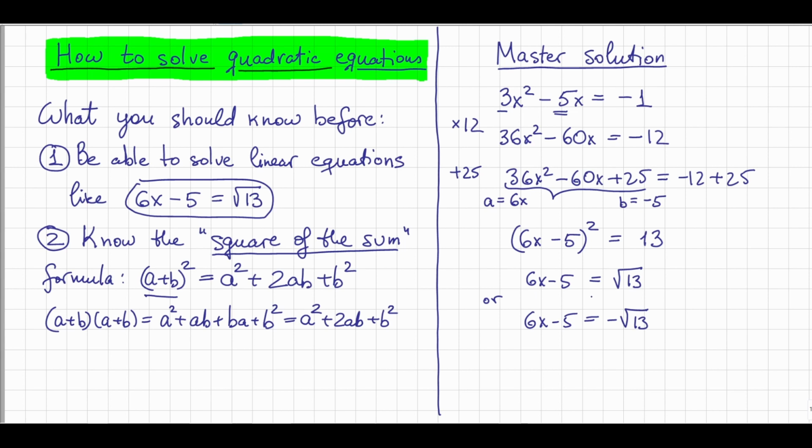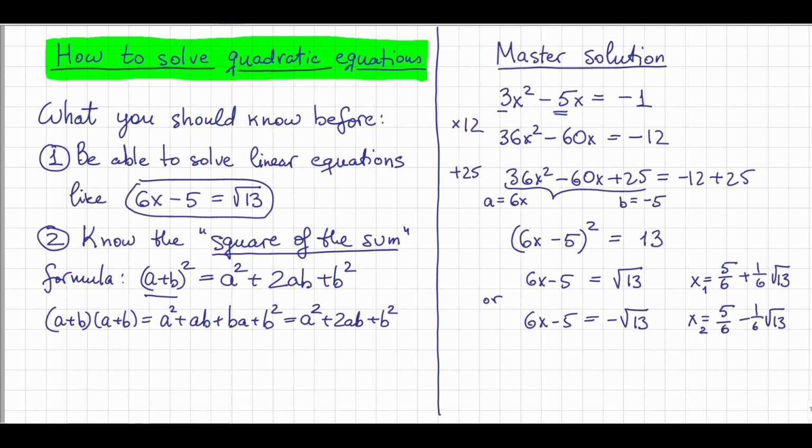Now in each of these cases, you just need to solve the linear equation. We then obtain, in the first case, x1 equal to 5 over 6 plus 1/6 square root of 13. And in the second case, x2 equal to 5 over 6 minus 1/6 square root of 13.